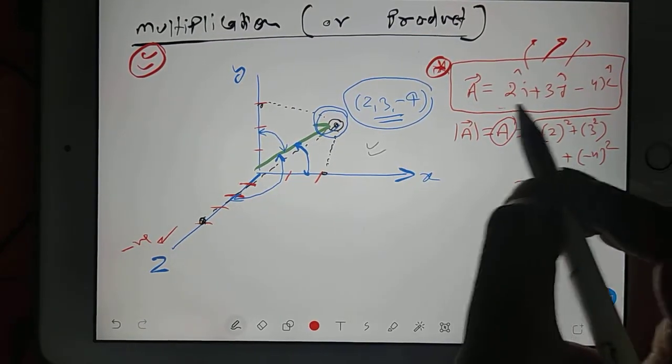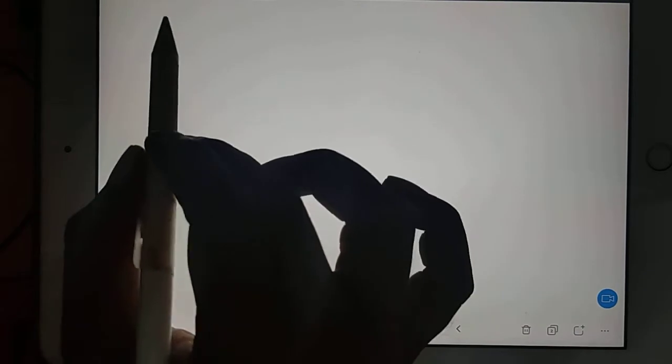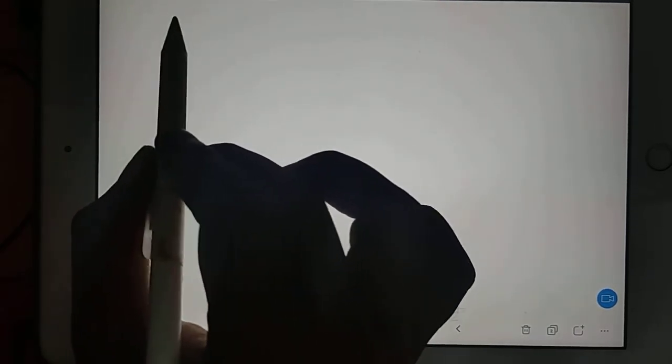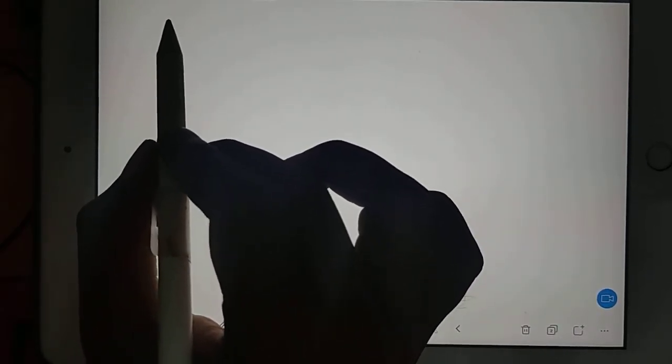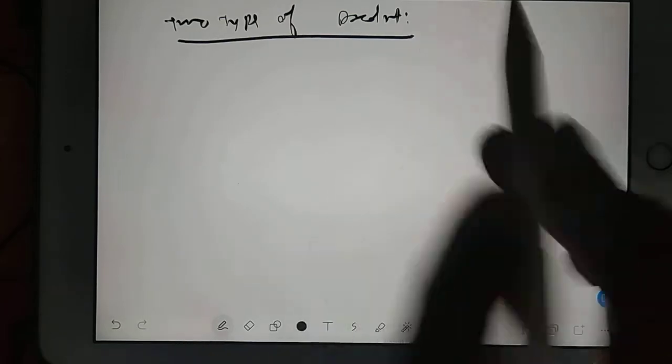If the vector is given in 2D, then you remove the third part, you only go for 2D. Let's start the multiplication part. So guys, whenever we are learning multiplication of vectors, we should go for 2 types of multiplication, two types of product. We have 2 types of product.